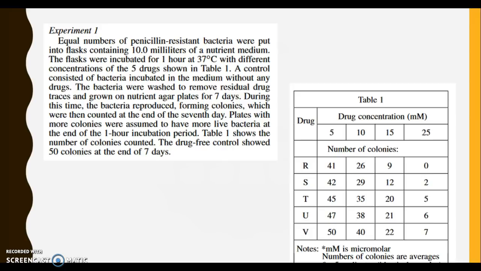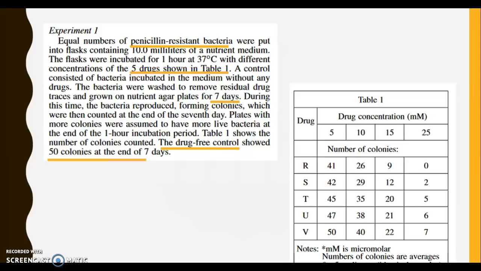Here we see experiment 1 and the data table that goes with experiment 1. If I do a quick read through of this passage, I see that again we're looking at penicillin-resistant bacteria. We have 5 drugs that's shown in the table. They're on this plate for 7 days. And our drug-free control showed 50 colonies at the end of our 7 days.